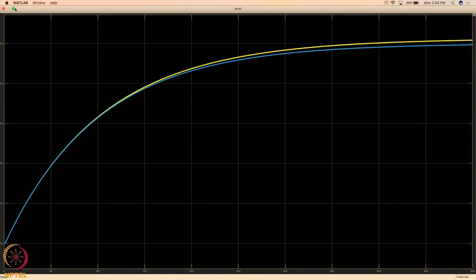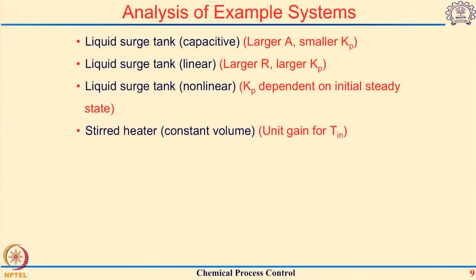In the case of stirred tank heater, our gain was 1 for input T in. So what it tells me is that if there is an inlet temperature change of 1 degree, then the outlet temperature will also increase by 1 degree. So that is the importance of gain equal to 1. We also saw the surge tank example. That example also has gain equal to 1. So all the changes in the input directly get carried out to the output.